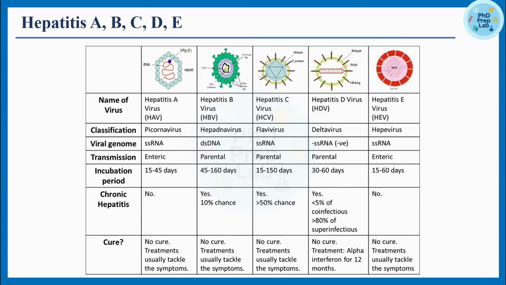In hepatitis A we see that the genome is RNA. Even for hepatitis C, D, and E, the genome is RNA. But hepatitis B is a DNA type of virus. It has DNA genetic material, and the table also states whether the type of hepatitis is chronic or not. Hepatitis A and E are not chronic, but B, C, and D are chronic. There is no particular cure for either type of hepatitis. You just tackle the infection and then you try to treat or comfort the patient. That is it.